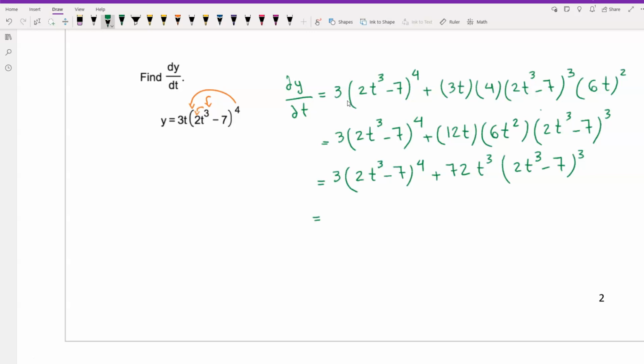So this is equal to, here we have a common factor, that is (2t cubed minus 7) to the 3rd power times 3 times (2t cubed minus 7) plus 72t cubed.